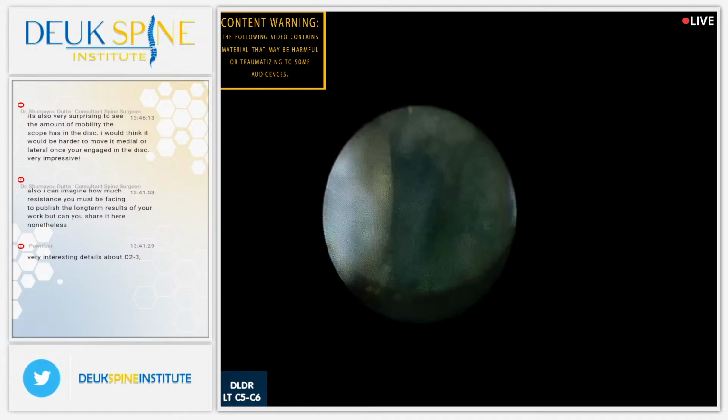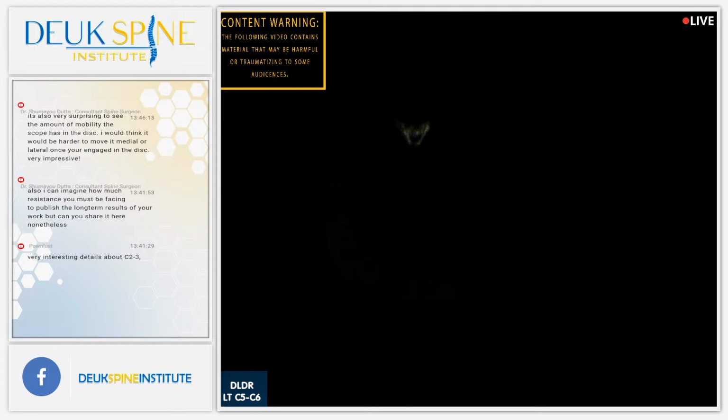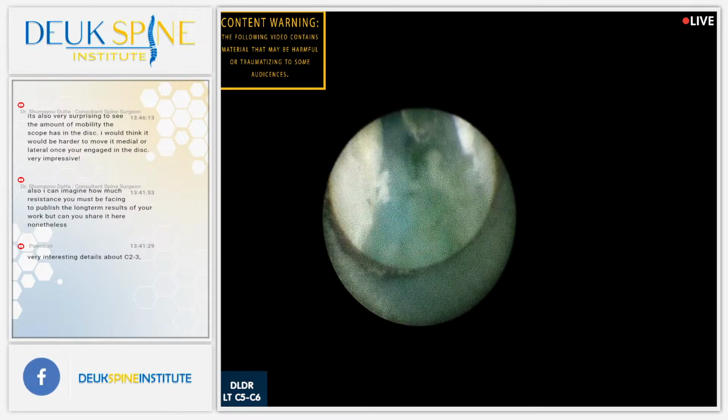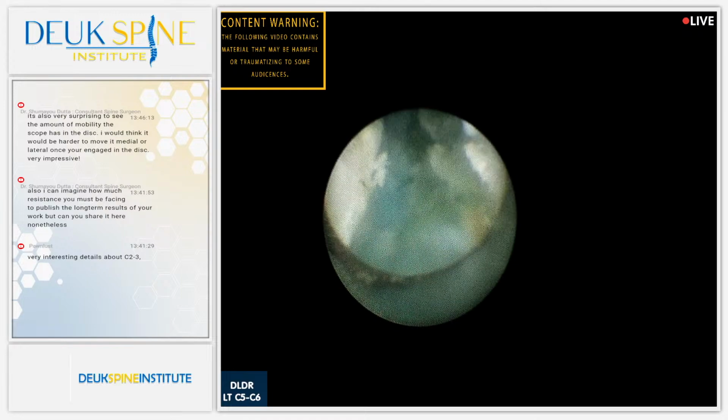There's a little bit of soft tissue in the foramen here, but for the most part, the nerve root is decompressed, the spinal cord is decompressed. I'm very happy with these results, and we're done.